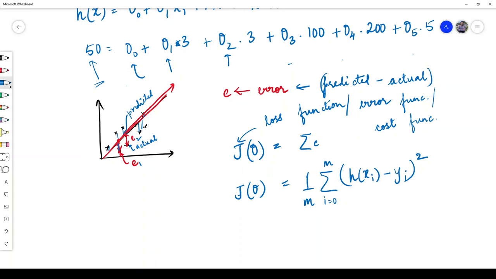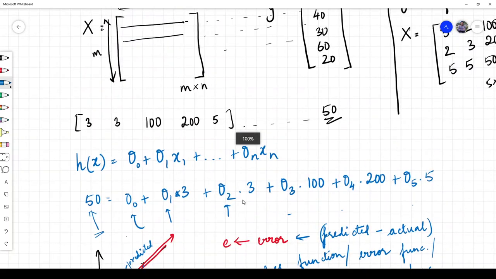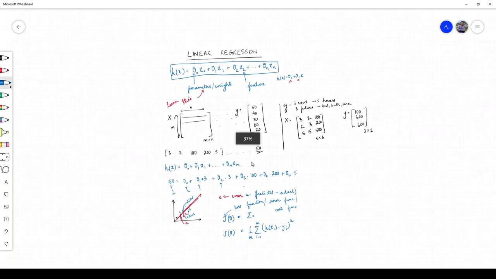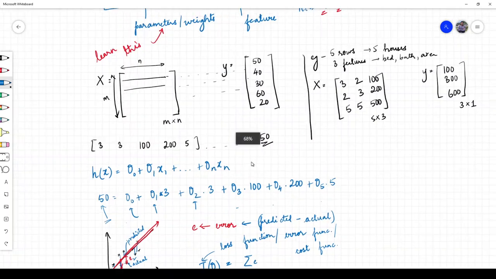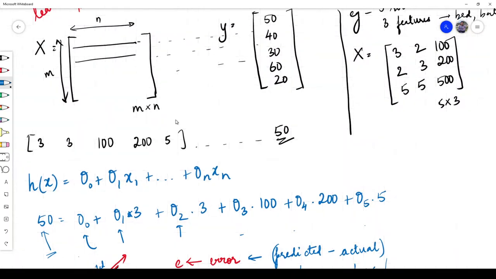What is M? M here is the total number of examples. If you follow the notation here, M is the total number of examples that you have. That is the number of points in your training data. In this case, the number of houses.